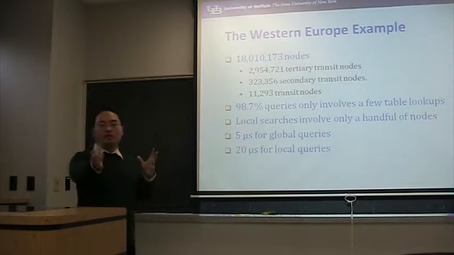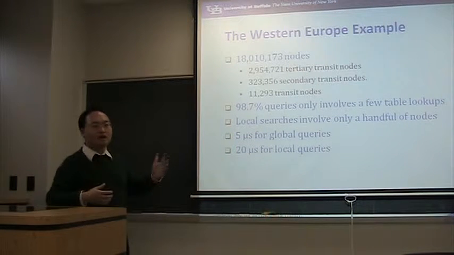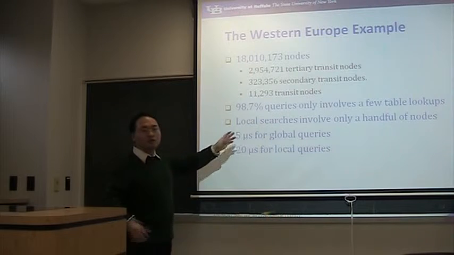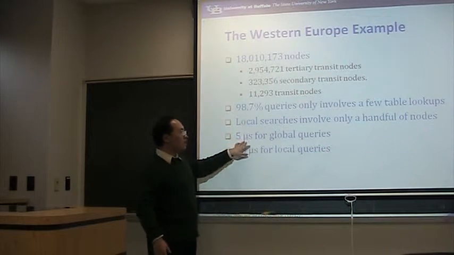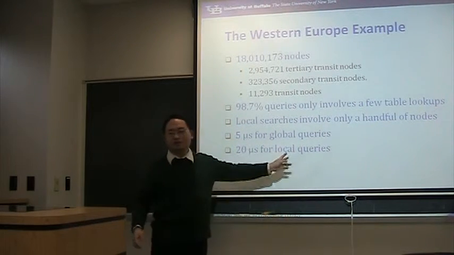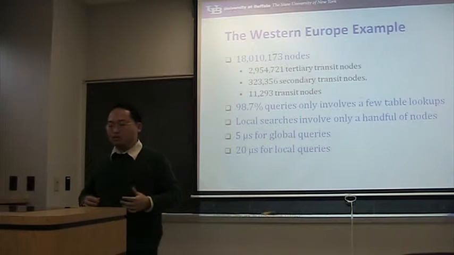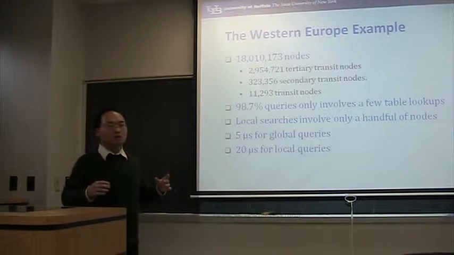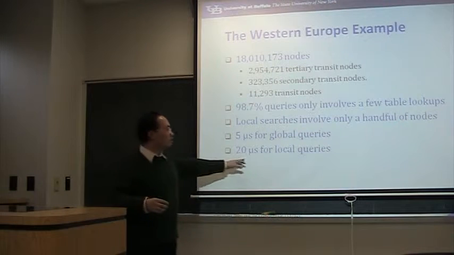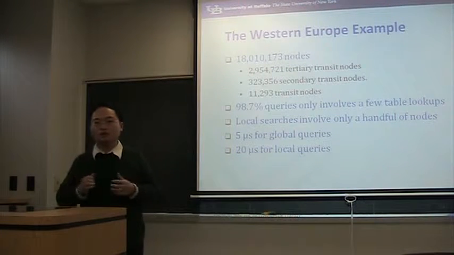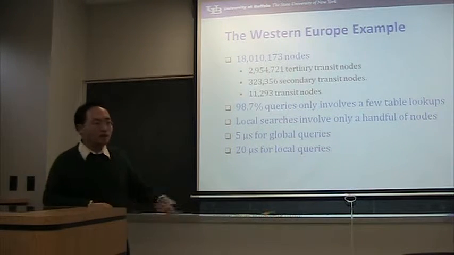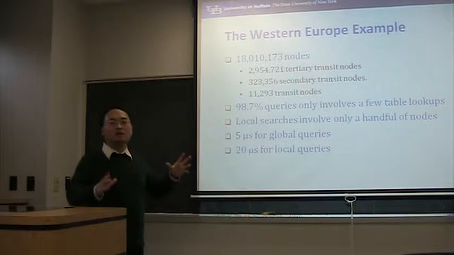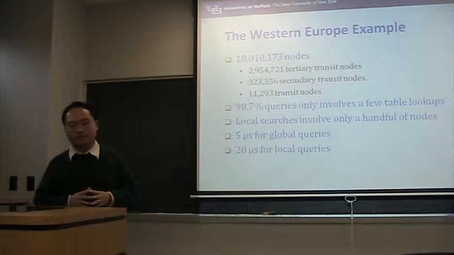Do you remember the speed I said? 5 seconds for Dijkstra, but now it's 5 microseconds for global queries, and 20 microseconds for local queries. Local queries use Dijkstra, so it's a bit longer. The global queries only use table lookups, so it's much quicker.